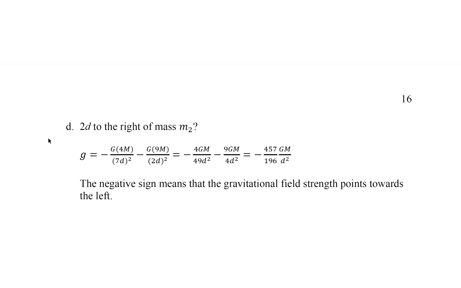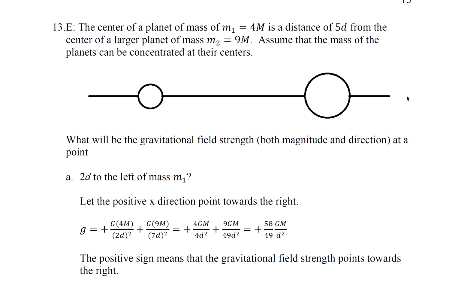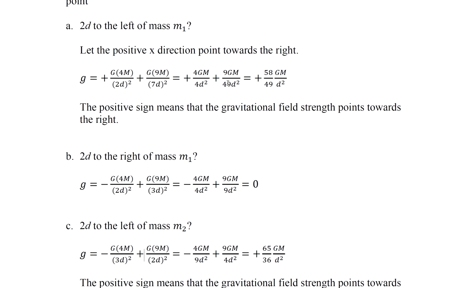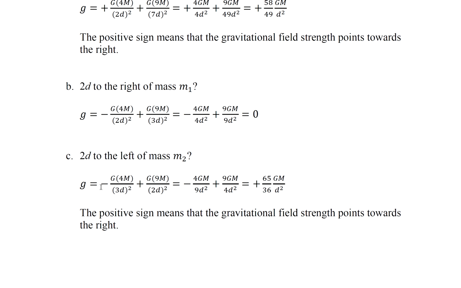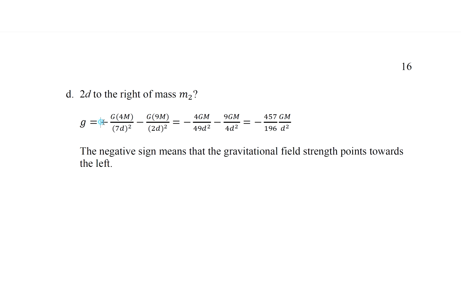Part D, what if we're 2d to the right of mass m2? If we're 2d to the right of mass m2, we're 7d from the right of mass m1 and 2d from the left of mass m2. And both of these masses pull this object to the left. So if positive x is to the right, sorry, we're looking at part D, we got negative signs.